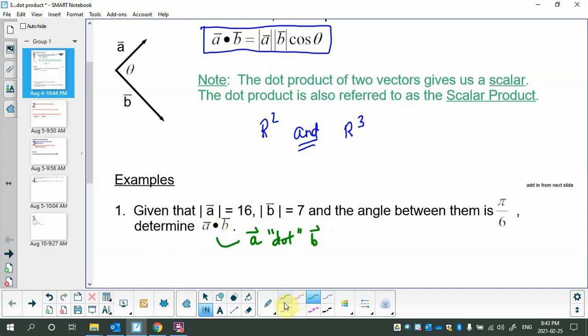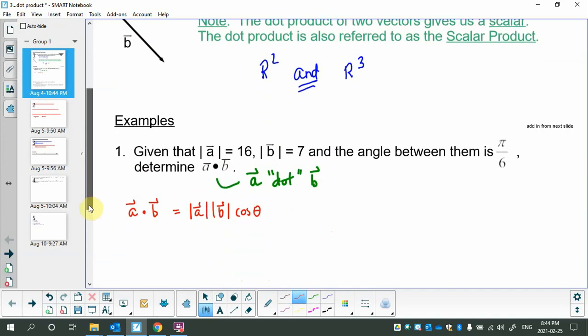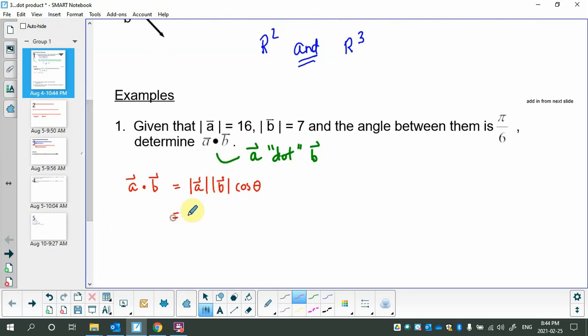Okay, so I'm going to recopy this formula. Fortunately, I'm still using A's and B's. So the dot product of vector A and B is equal to the magnitude of vector A multiplied by the magnitude of vector B multiplied by the cos of theta. So there's the formula. The magnitude of vector A is 16. The magnitude of vector B is 7. And theta, the angle between them, is pi over 6.